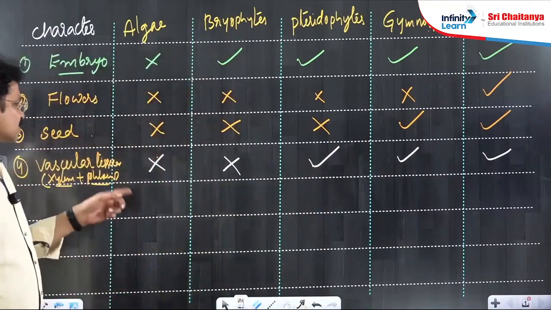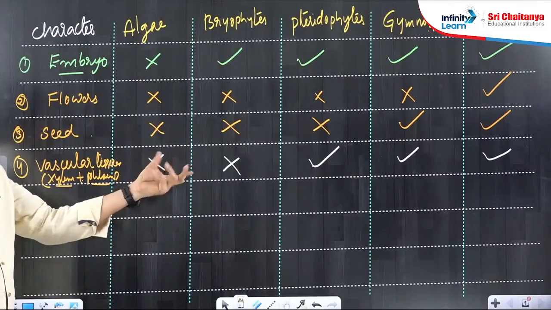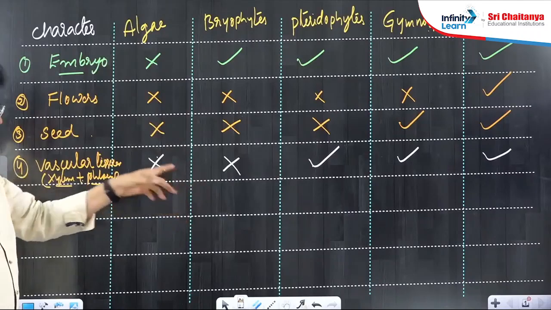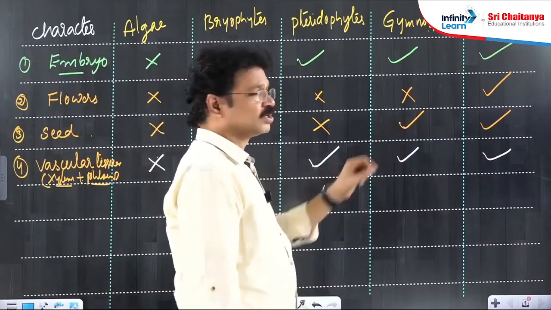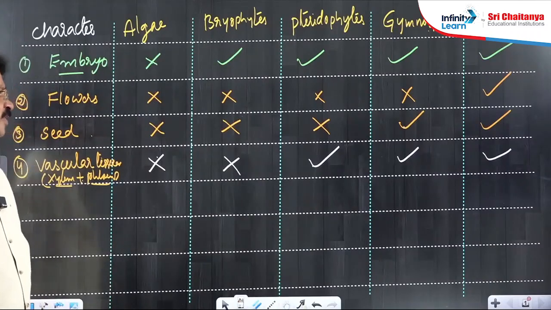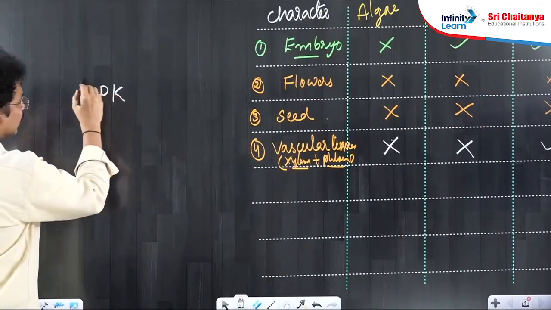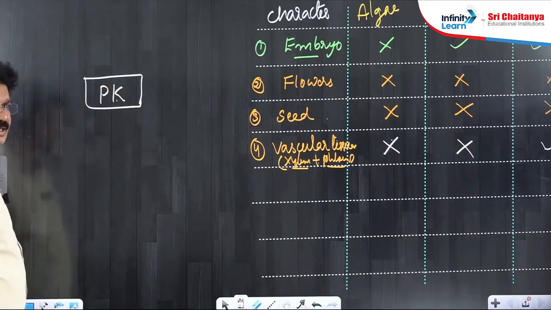So, the first vascular plants in the plant kingdom. One important question, ready? First vascular plants, pteridophytes. First spermatophytes, gymnosperms. Gymnosperms are the first spermatophytes. Plant kingdom short name PK. What is the full form of PK? Plant kingdom.